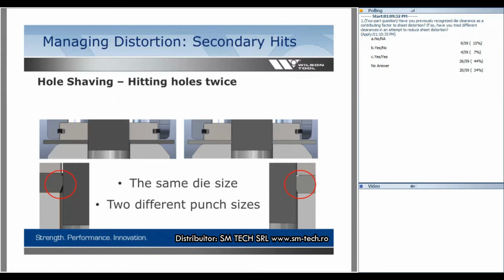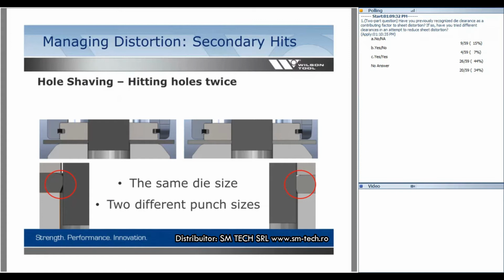The one on the left is representing a standard die clearance, how you might get your rollover and your breakaway. The process of punching material is reducing stress in the sheet, but it also initiates stress around that aperture where you cut. So if you can remove some of that stress with a second cut, shaving it away, you can minimize or reduce some of your distortion.